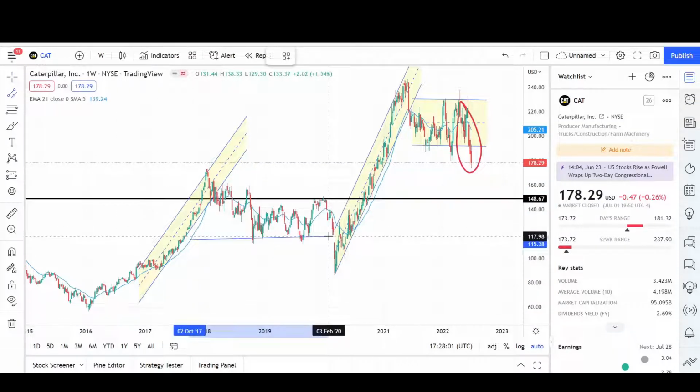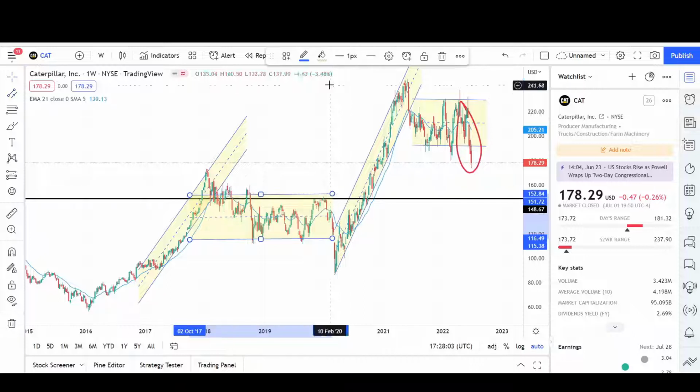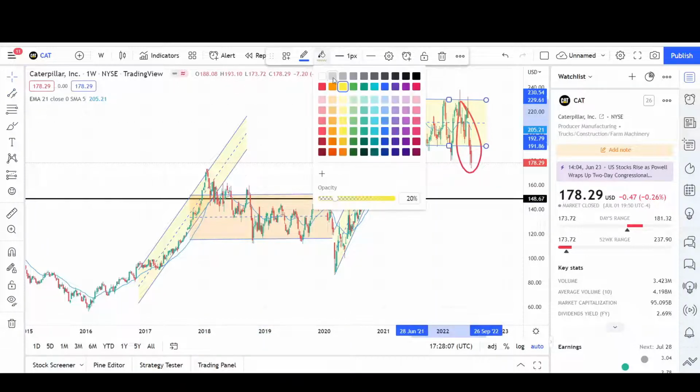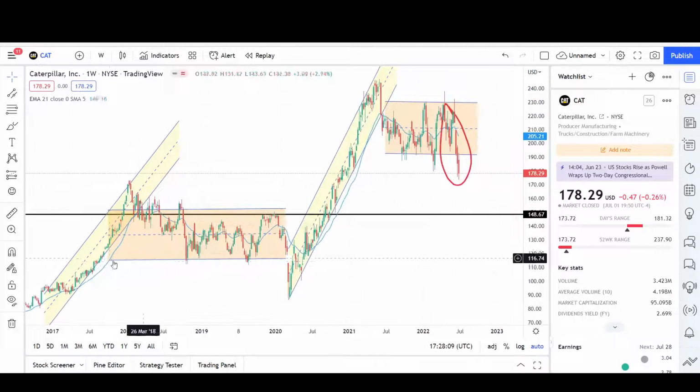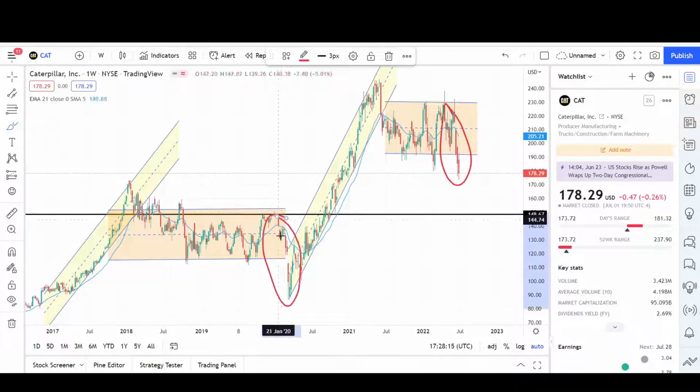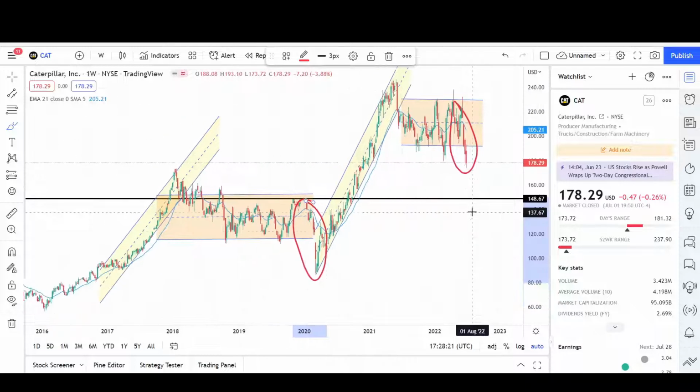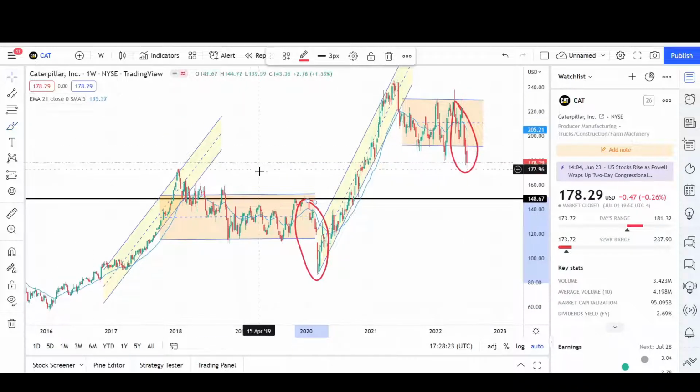Looks like we went sideways right here. This is the sideways. I'm just going to make this one orange also, so you can see how very similar the price action is. A trend up, sideways, and then the dump before we see the reversal. And we had a trend up here, sideways, and now it looks like we're in the dump phase. So I'm looking for that dump to occur to that 150 level.